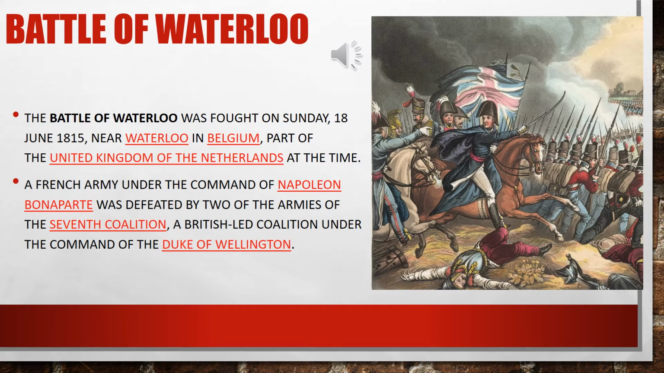So a battle that I'm sure you're familiar with, the Battle of Waterloo, 1815. It took place in Belgium, which was part of the United Kingdom of the Netherlands at the time, and it was the French army under the command of Napoleon, who you've probably heard of, and the fact that he was defeated by a British-led coalition under the command of Duke Wellington. So probably another famous British military figure that you are familiar with.